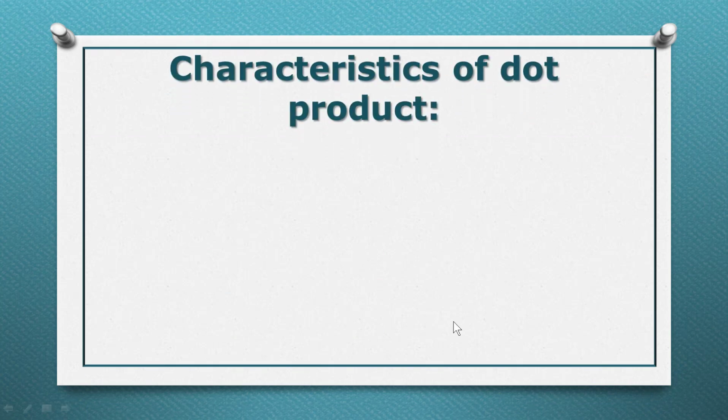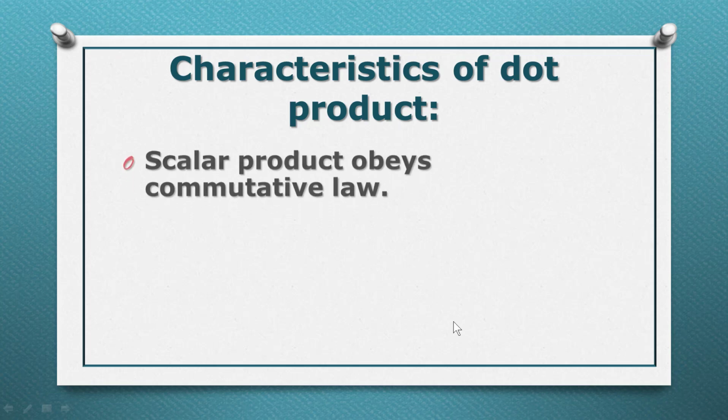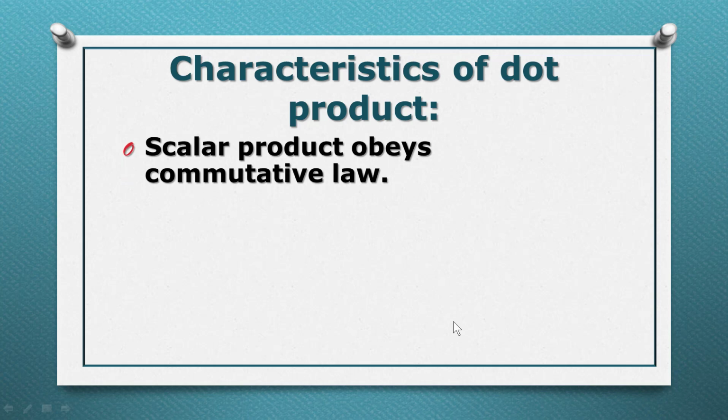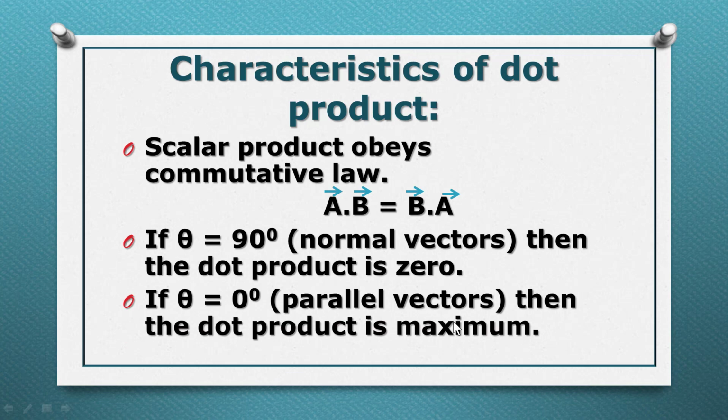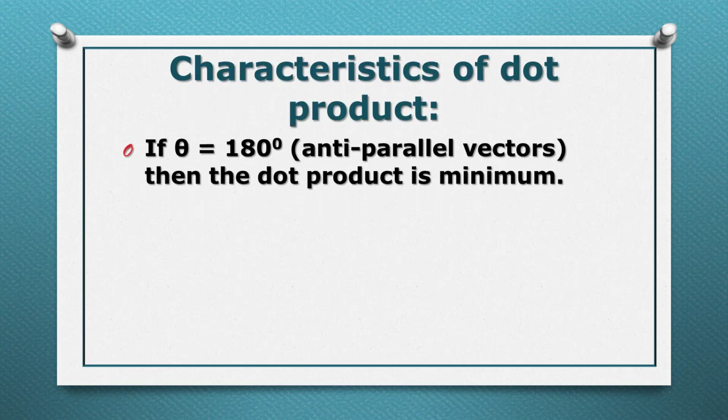So in this lecture we have discussed some characteristics of the dot product. Let's take an overview of these. We have discussed that the scalar product obeys the commutative law. These are known as the characteristics of dot products. A dot b is equal to b dot a. Then we have discussed that if theta is 90 degrees, that is, normal vectors, then the dot product is 0. If theta is 0, that is, parallel vectors, then the dot product is maximum. If theta is 180 degrees, anti-parallel vectors, then the dot product is minimum.